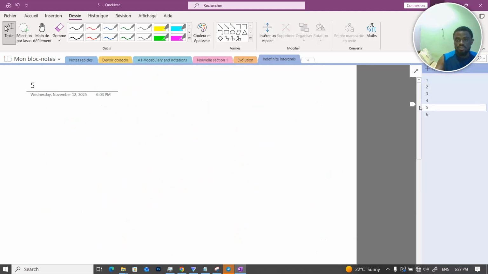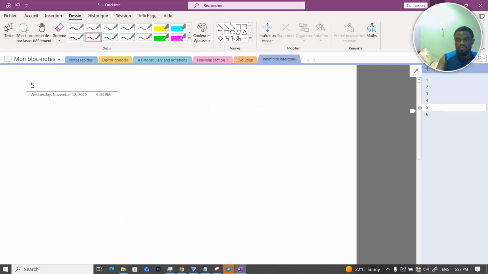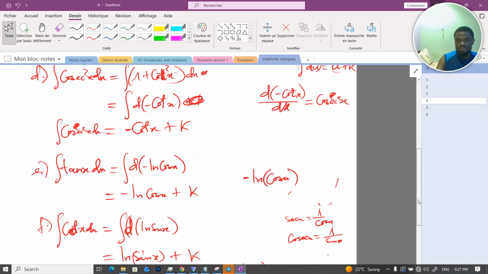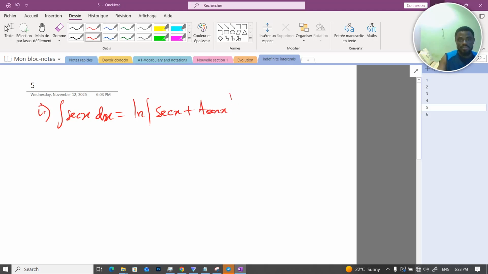So let's go to the next slide. That was slide 4, that was H. Now we are on I. So the integral of sec x dx. I'll just give the formula here. It simply equals ln of the absolute value of sec x plus tan x.